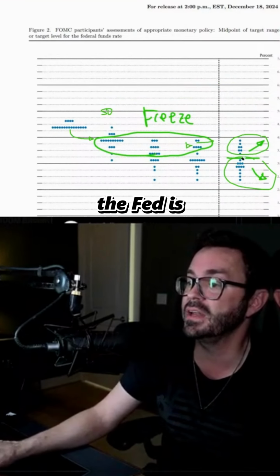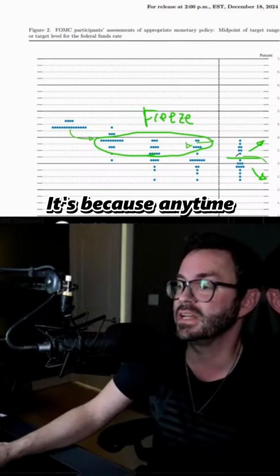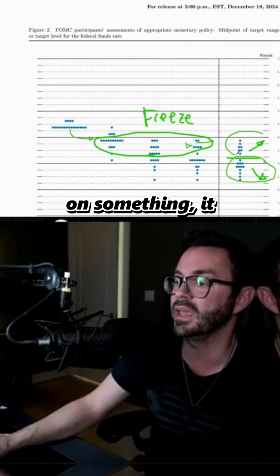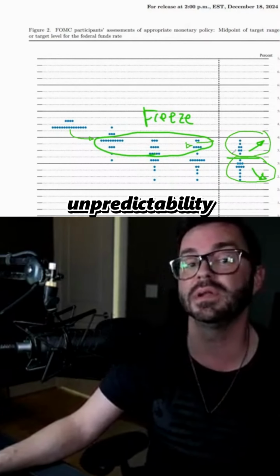The fact that the Fed is split into two camps is the reason. Why is that the reason? Because anytime the government is split on something, it takes forever for the decision to be made. Endless bickering and fighting means unpredictability on Wall Street.